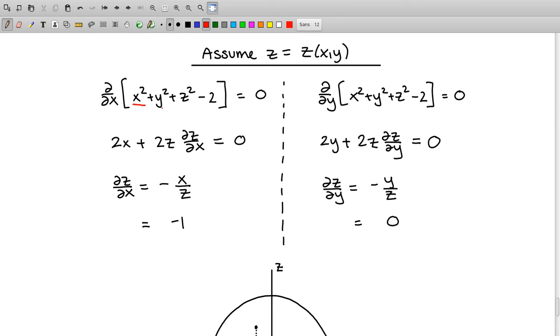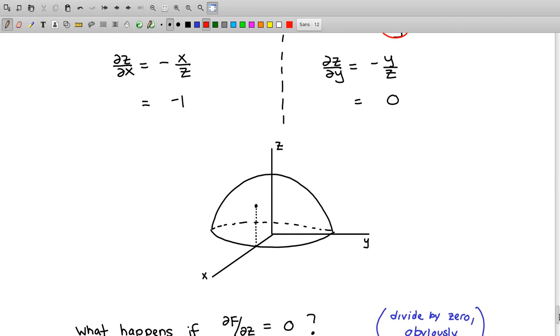I get 2x plus 0 plus 2z partial z partial x. That goes away, equals 0. I now solve for partial z partial x. I get negative x over z, and I plug in (1, 0, 1), and I get negative 1. Compute partial z partial y. I write down my implicit function. I take the y derivative. I get 0 plus 2y plus 2z partial z partial y equaling 0. I solve for partial z partial y. I get negative y over z. And because y is 0 at the point, I get 0.